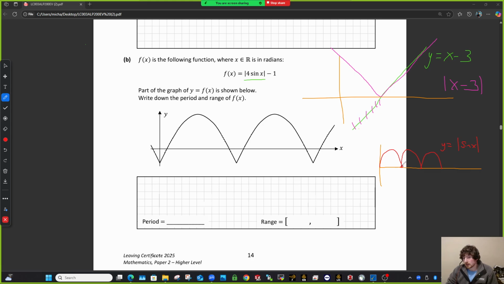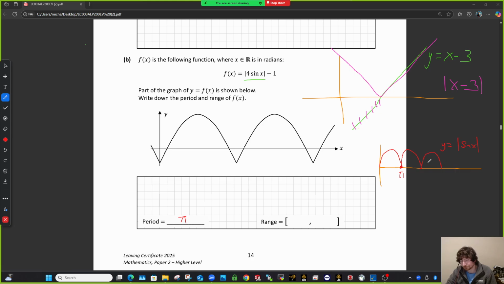Now, when is it doing this? It wants to drop down there at pi. We're in radians in this question. So that's actually a full cycle when you look at the shape here. It goes down, comes up, and then it goes down and up again. So then the period here is actually pi because of the graph.